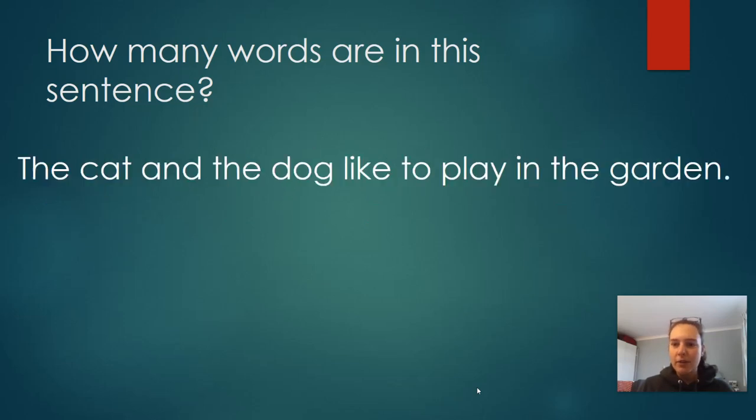Now, how many words are in this sentence? I think there might be a few more. I'm going to give you 5 seconds to see if you can count how many words are in this sentence, okay? Have you worked it out? Let's check. We've got 1, 2, 3, 4, 5, 6, 7, 8, 9, 10, 11 words in one sentence. So there are 11 words in that sentence.